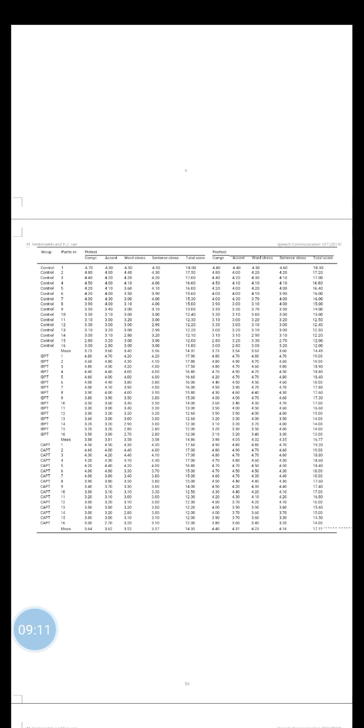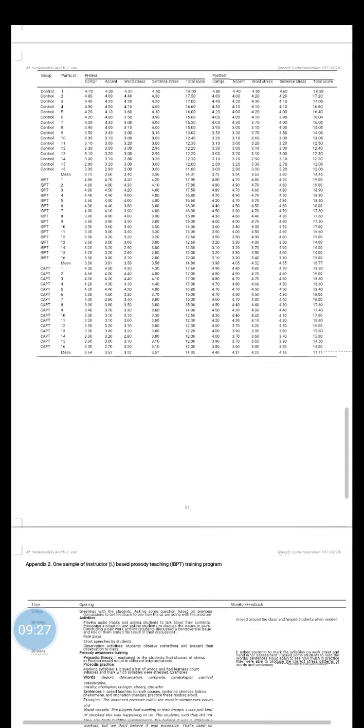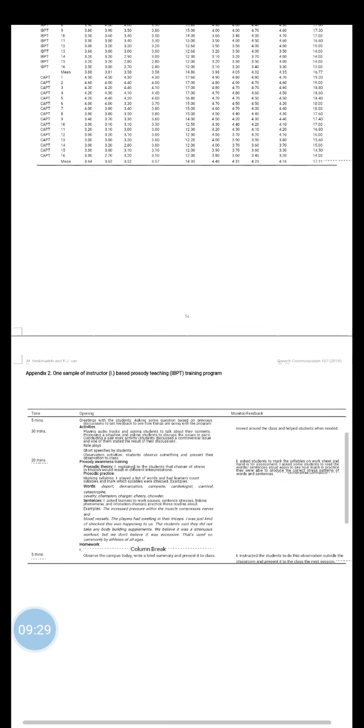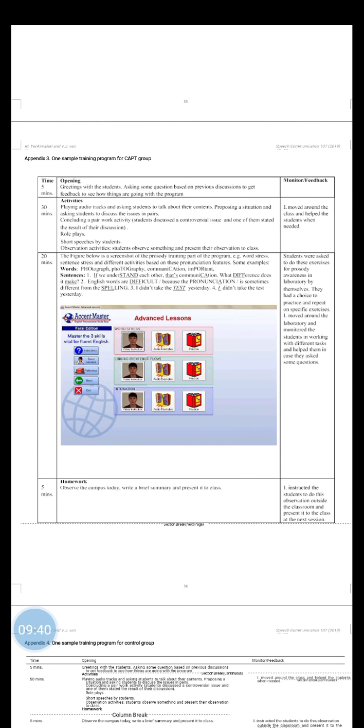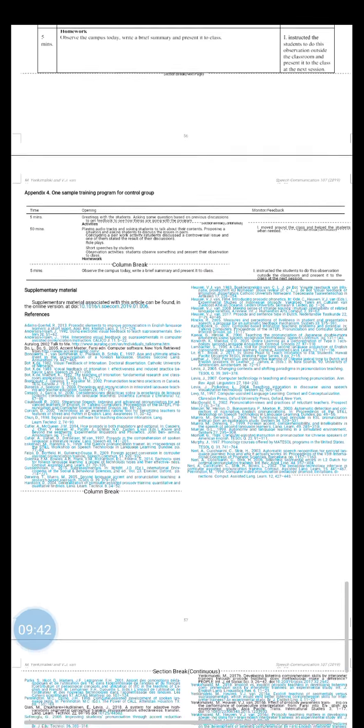These are the tables which you could observe, with the detailed calculation in them. Starting from comparison, accent, word stress, sentence stress, and then it was also compared again in the post-test. This kind of activity was applied in the IBPT training program, and this one is CAPT. The detail I have stated before.